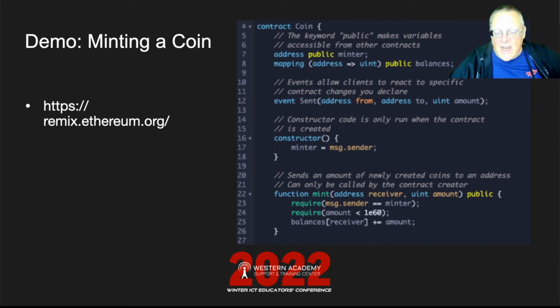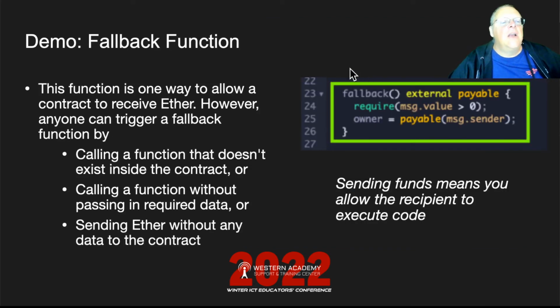Now, let's try and see how fallback functions work. Now, if you have a contract, you provide certain functions, and those functions have certain parameters. But what if somebody calls your contract incorrectly? They call a function that doesn't exist, or they call a function without passing in required data, or they just transfer money to your address without calling any function at all.